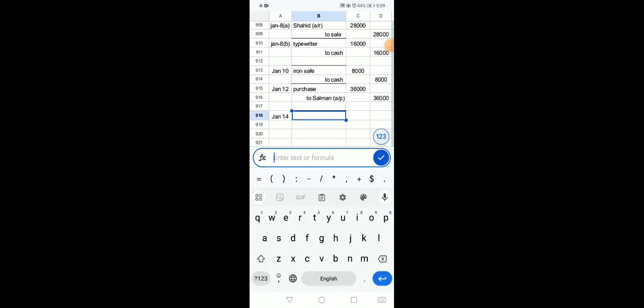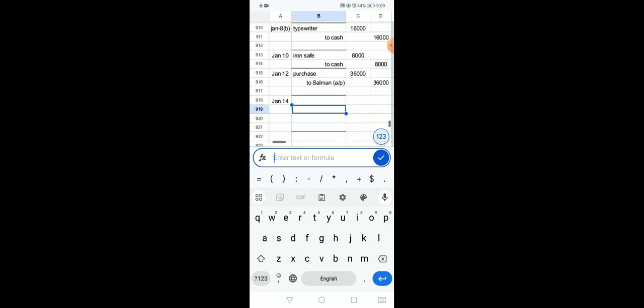What is January 14 saying? Opened bank account. So you have opened a bank account. What does that mean? You have deposited some amount in your bank account, which means cash was going out. Cash had gone out and gone directly into your bank account. Cash is your asset, meaning your cash in hand is decreasing, meaning asset is decreasing. Decrease in asset should be mentioned on the credit side. So you will mention the name of cash on the credit side.